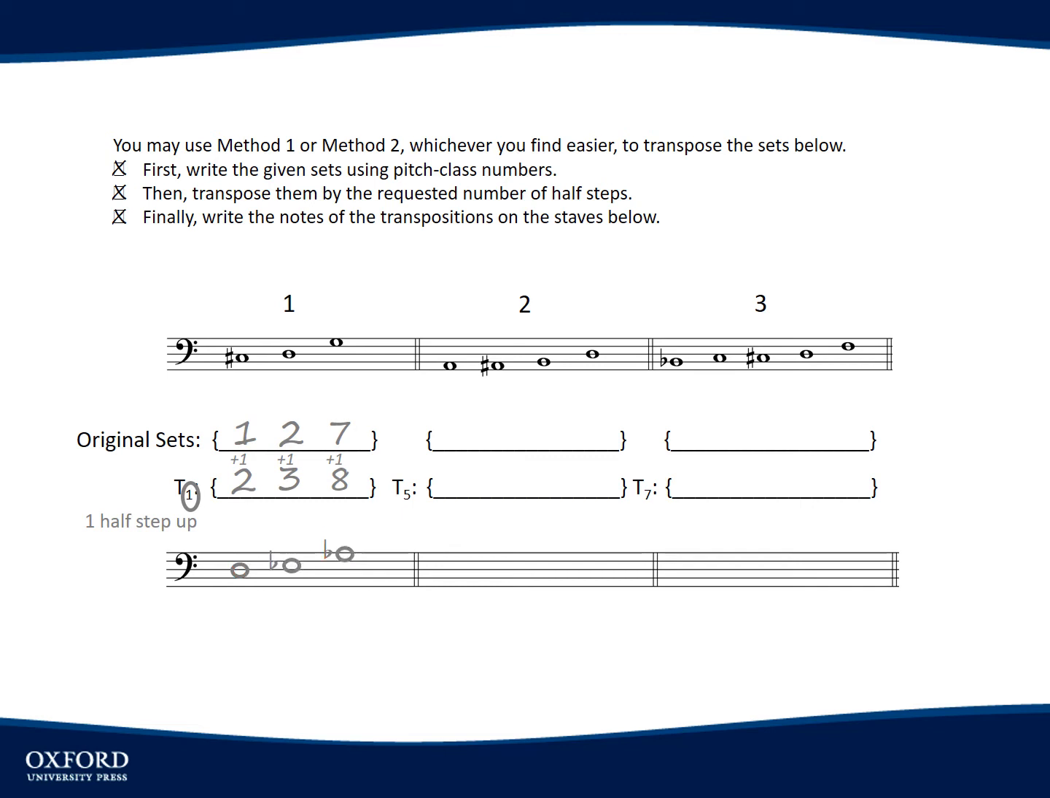Let's use Method 2 to check our answer. The original starting pitch was C sharp, and we want T1, or up one half step, so the new starting pitch should be D, which is correct so far. Now let's analyze the interval patterns in the original set. C sharp to D is a minor second, and down below D to E flat is a minor second. In the original, D to G was a perfect fourth, and in the answer, E flat to A flat is also a perfect fourth. The intervals match, so our answer was correct.